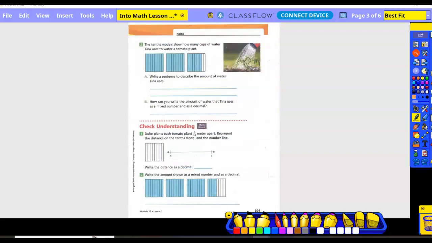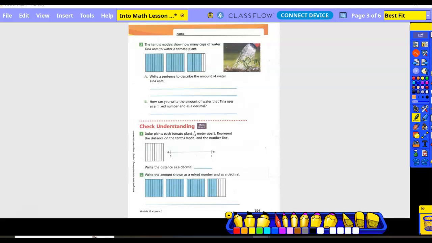Okay, number 2. The tenths model shows how many cups of water Tina uses to water a tomato plant. Write a sentence to describe the amount of water Tina uses. Let's talk about that. Okay, so how many blocks do I have? 3. How many are fully colored in? 2. And then how many of the third one are colored in? 8 of 10, right?